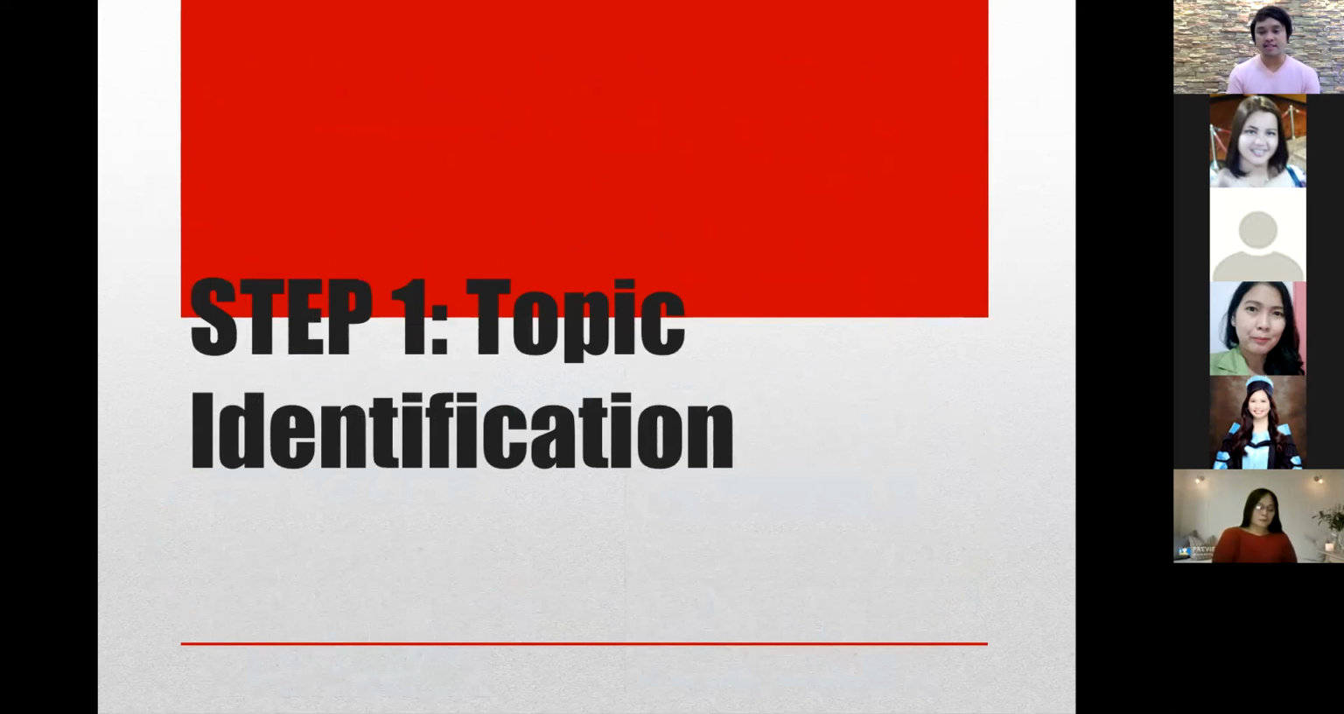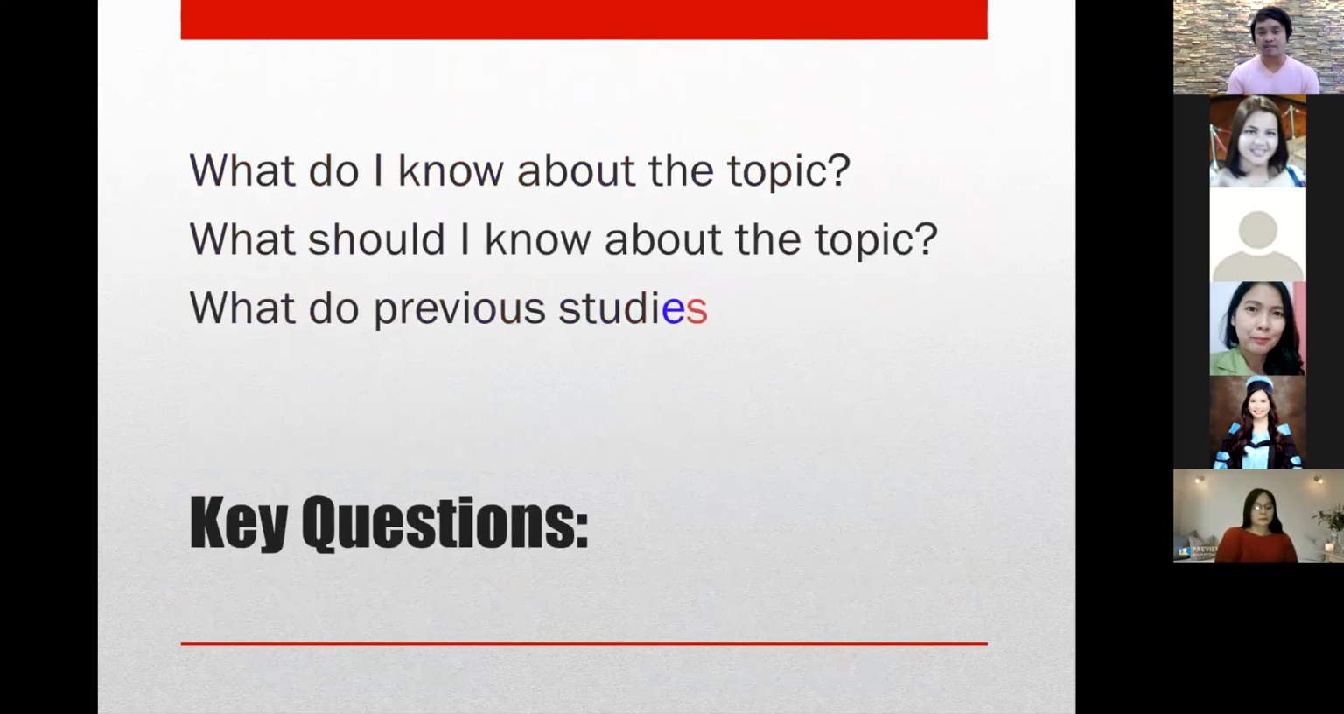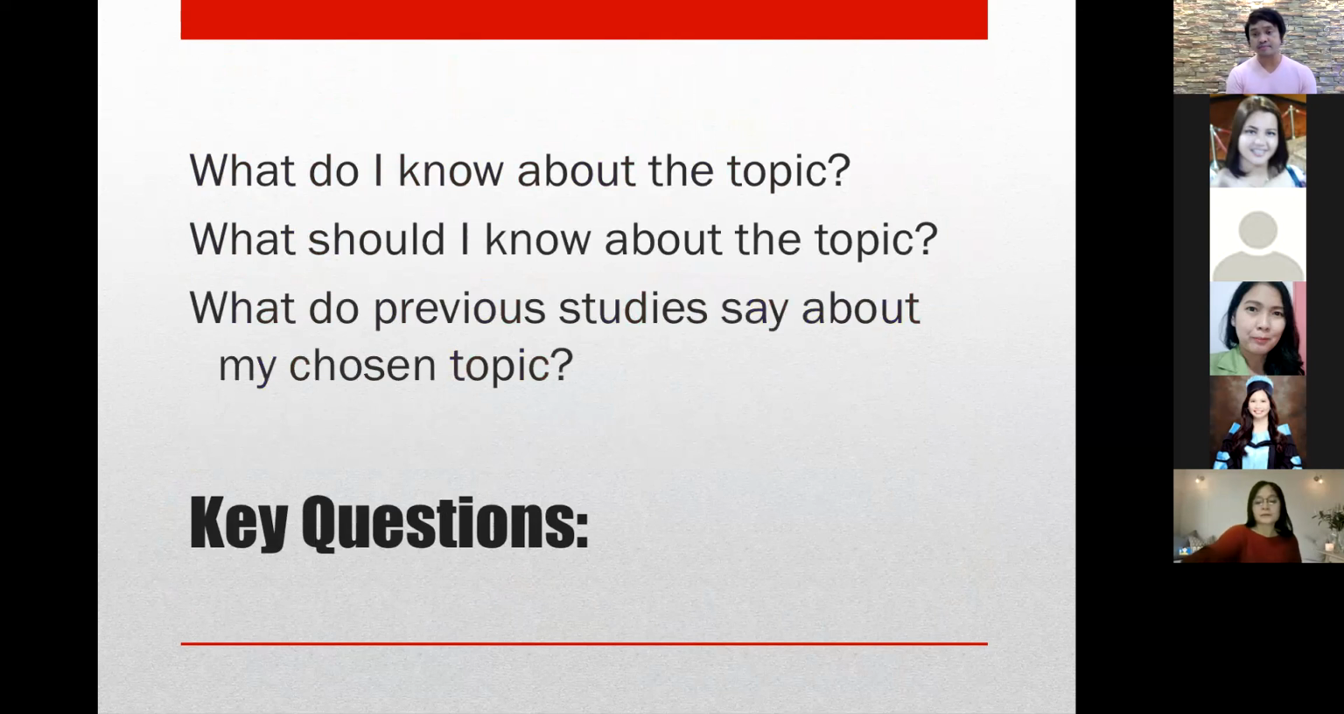So the first step in the conceptualization phase is topic identification. We need to identify the topic that we would like to work on. We mentioned last time that we need to be knowledgeable about the topic that we would like to work on. That is why it is important that the topic must be aligned with our field of specialization. Your program is EdD, major in educational management.